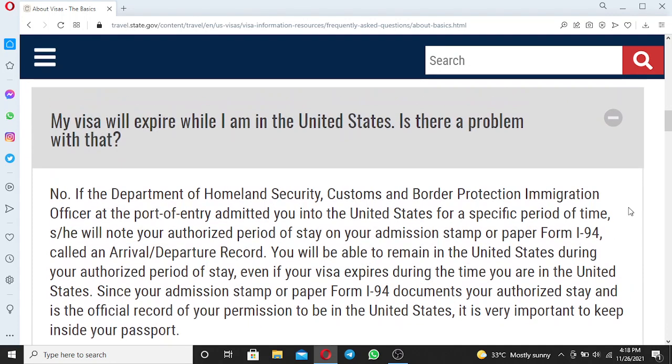So the question is, my visa expires while I am in the United States. Is there a problem? There is no problem. You will be able to remain in the United States during your authorized period of stay, even if your visa expires during the time you are in the United States. And since your admission stamp or paper Form I-94 documents your authorized stay and is the official record of your permission to be in the United States, there is no problem.